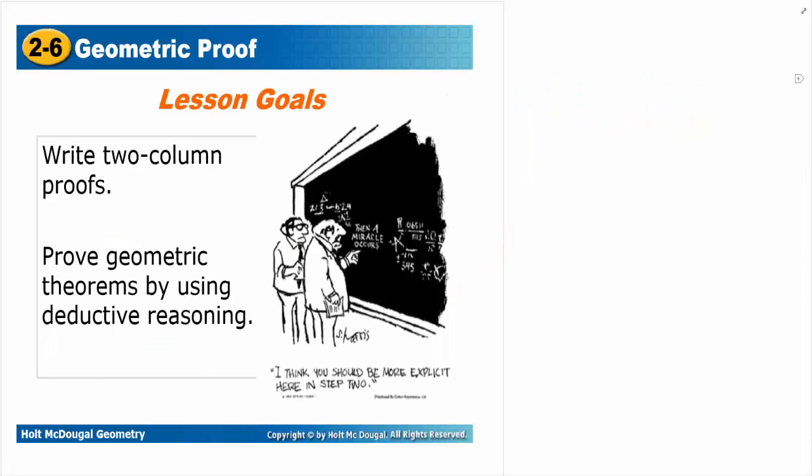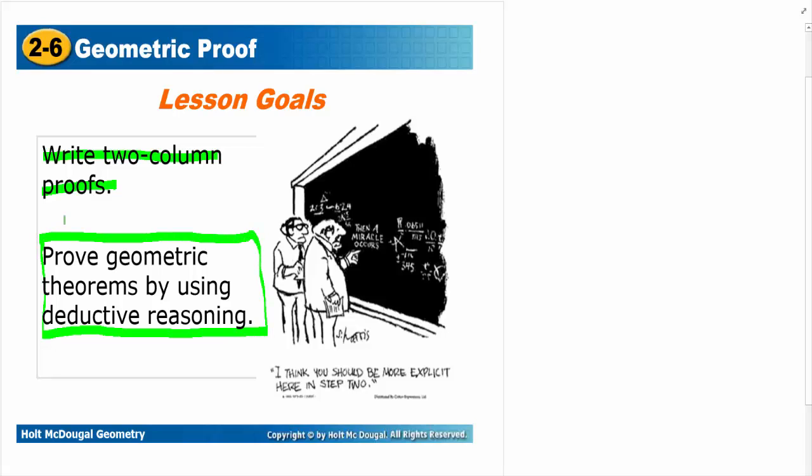Alright, so make sure in your notes that we write down the goals that we are trying to learn today. So we'll write down the two statements. First goal, we are going to be writing a 2-column proof. So that's goal number 1. And goal number 2, we need to be able to go through proofs using deductive reasoning.